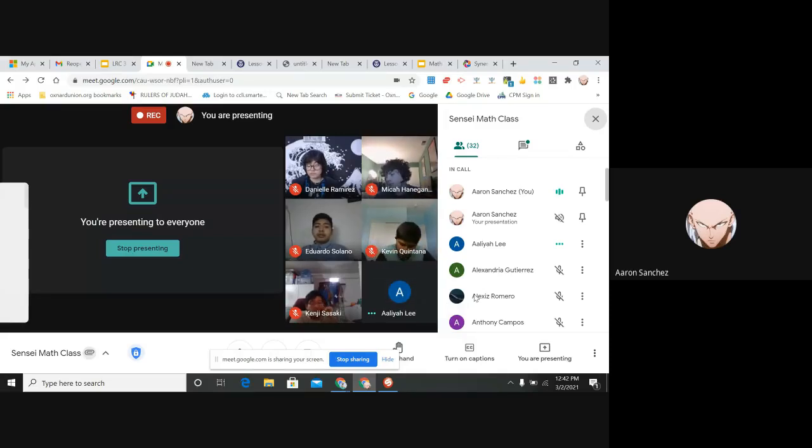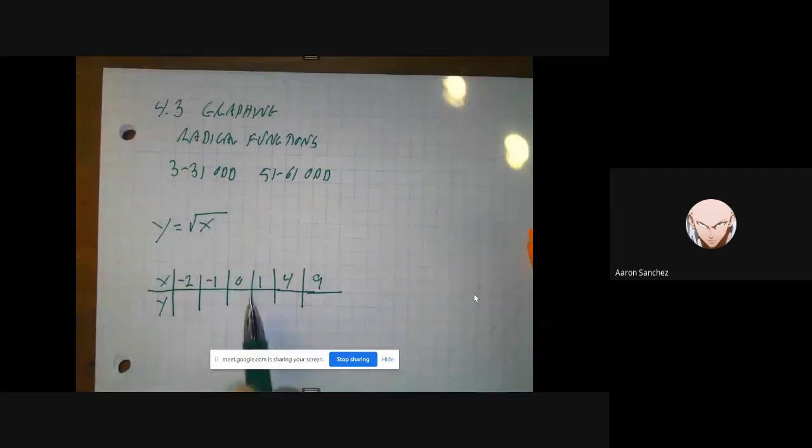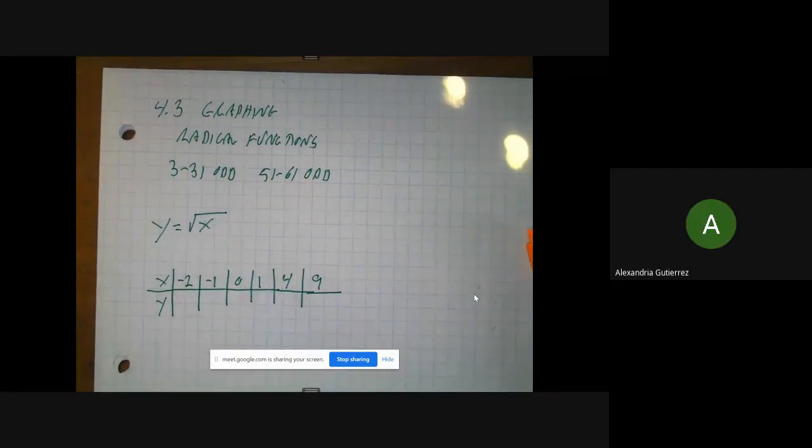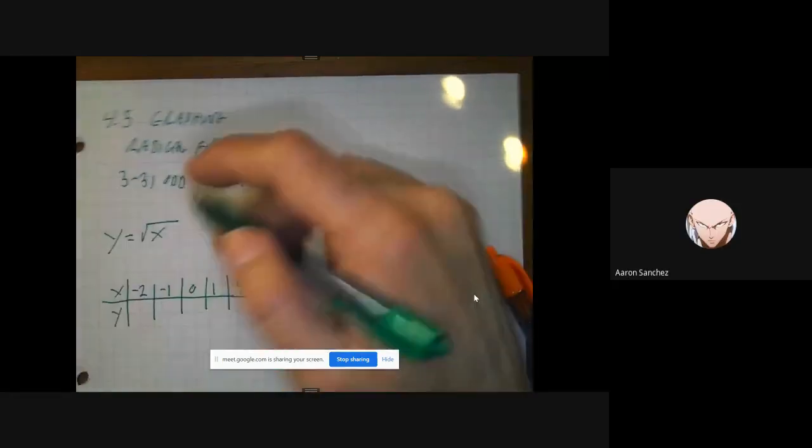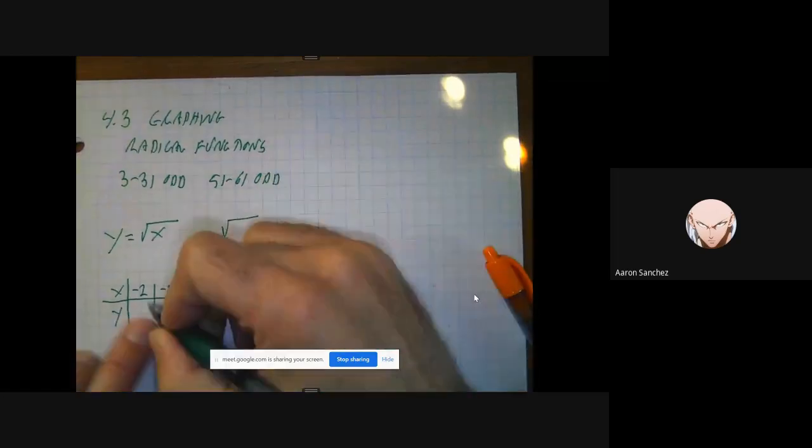Alexandria Gutierrez, help Aaliyah out. Why did I go 0, 1, 4, 9 here? Because 4 and 9 can be square rooted? Yes, I could take the square root of those. I could do the square root of 2, but it'll be an ugly, ugly number, right? I don't want to do those. Aaliyah, why did I do 0, 1, 4, 9? Because they can be square rooted. Yes, very good. Okay, so let's take the square root. Let's do the first one.